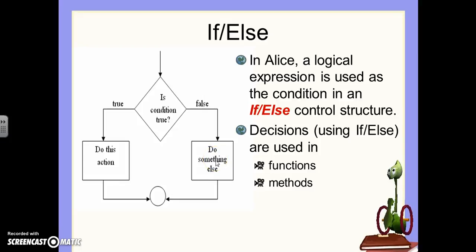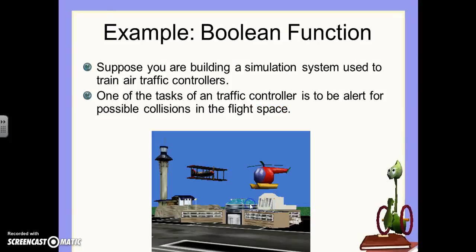Now in Alice, a logical expression is using the condition of an if-else control structure. We can drag and drop those into our programs anytime needed. Decisions using if-else are used in functions and in methods, so we can use them in both areas. Now an example here is a Boolean function, which is checking a true or false condition.